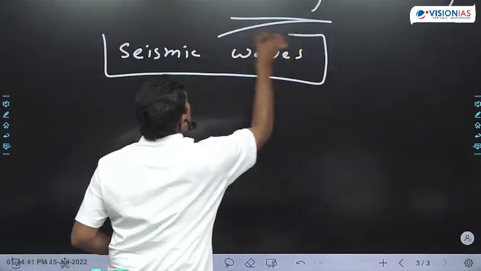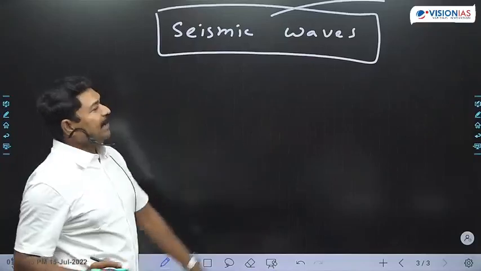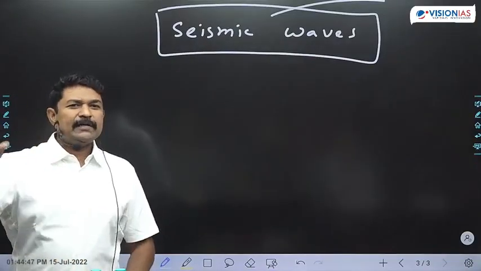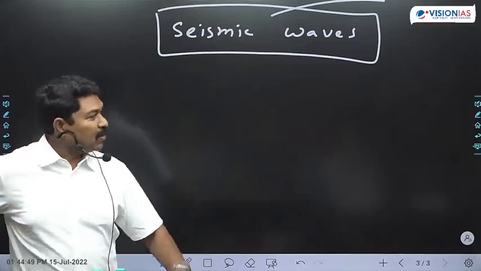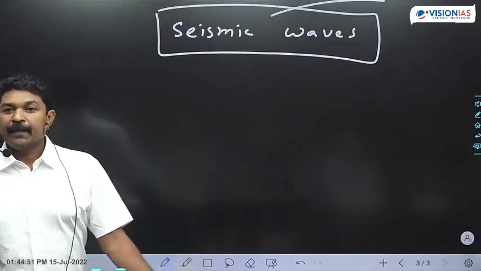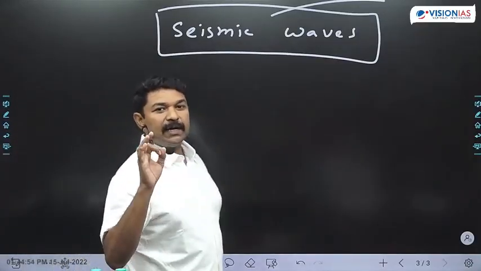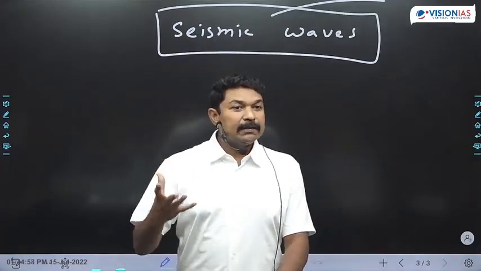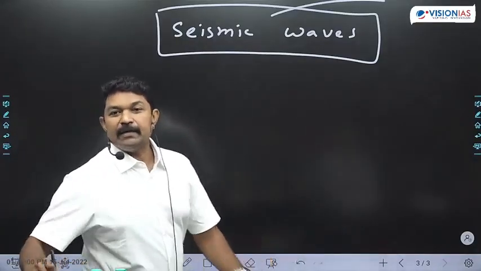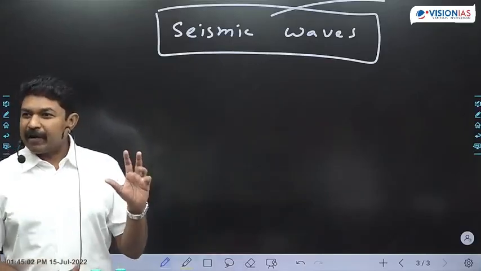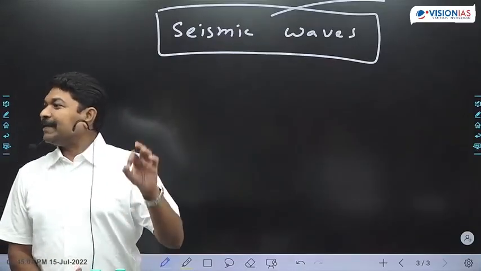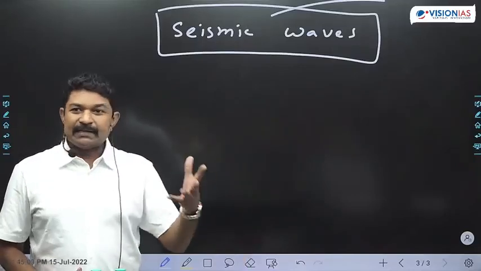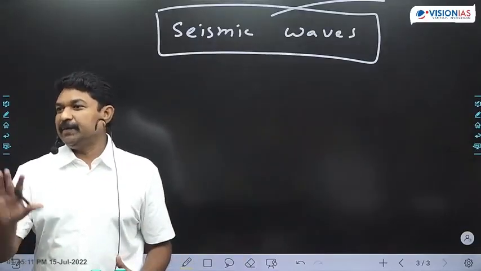Listen to everything, don't write, just concentrate on the concept. Seismic waves are also called earthquake waves. What are these seismic waves? Nothing but earthquake waves. Whenever there is an earthquake, all of you are well aware of earthquakes. What do you mean by earthquake? Shaking of the earth. Why does the earth have to shake? Because of some disturbance in the deep inner layer.